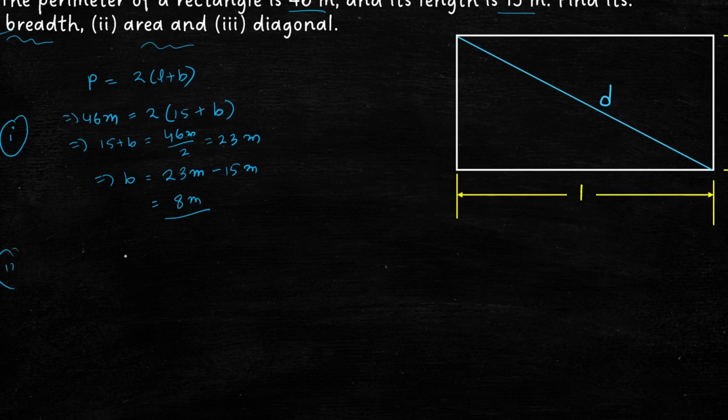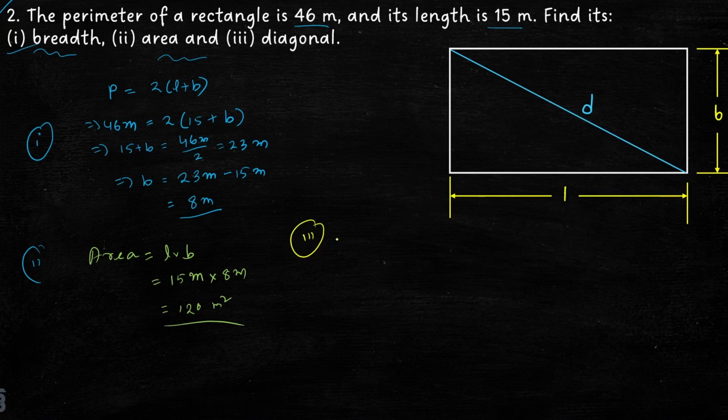Then number 2 is find the area of the rectangle. Area is equal to L multiplied by B. So L is equal to 15 meters multiplied by B is 8 meters, and that is equal to 120 meter square. Find the diagonal of the rectangle.